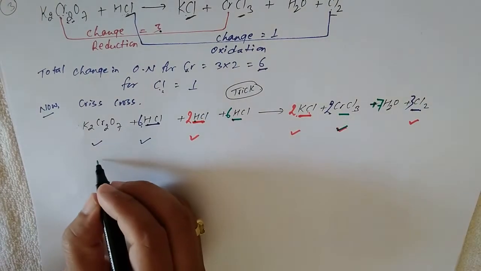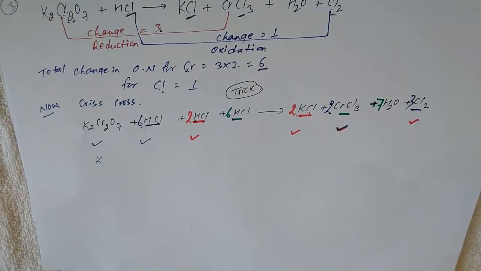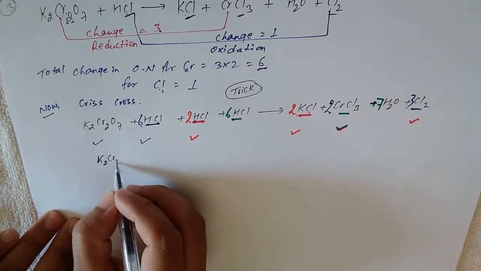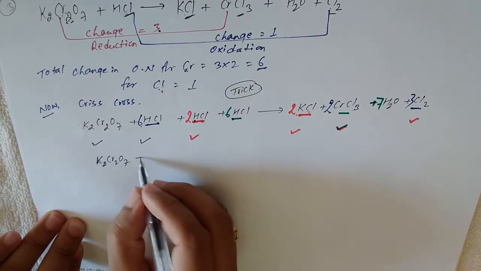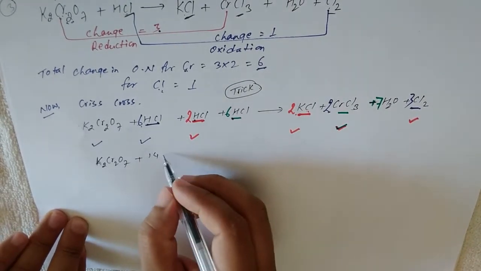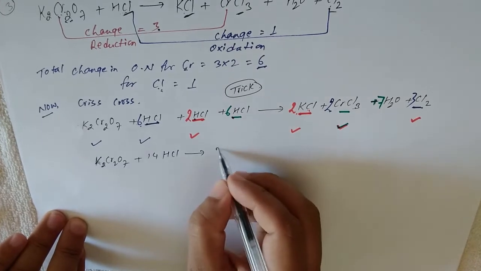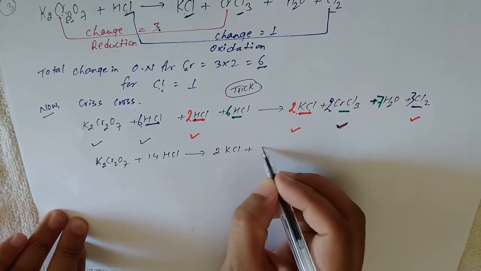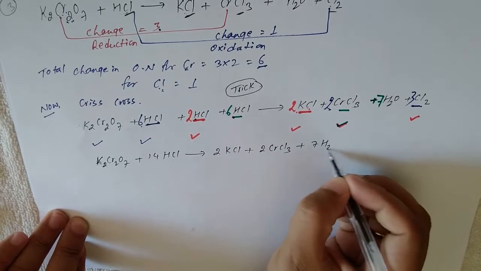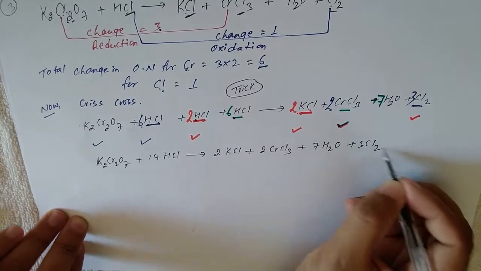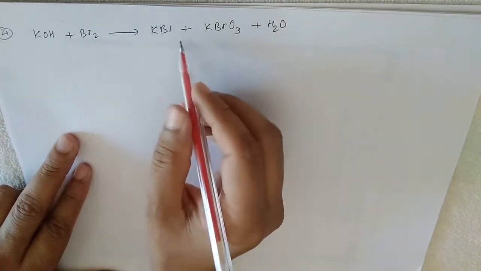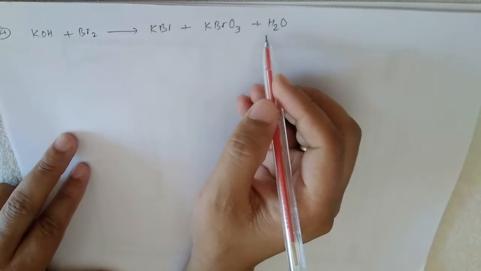And write this chemical reaction again here: K2Cr2O7, and add HCl, total HCl 6 plus 2 is 8, plus 6 is 14 HCl, gives 2 KCl plus 2 CrCl3 plus 7 H2O plus 3 Cl2. Let us see another example. KOH plus Br2 gives KBr plus KBrO3 plus water.